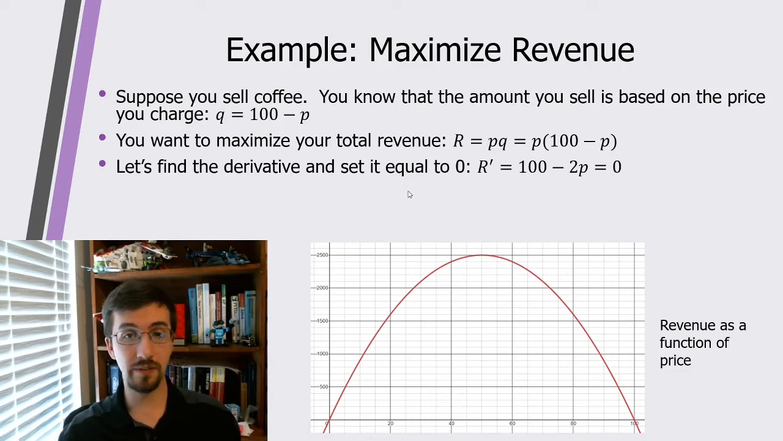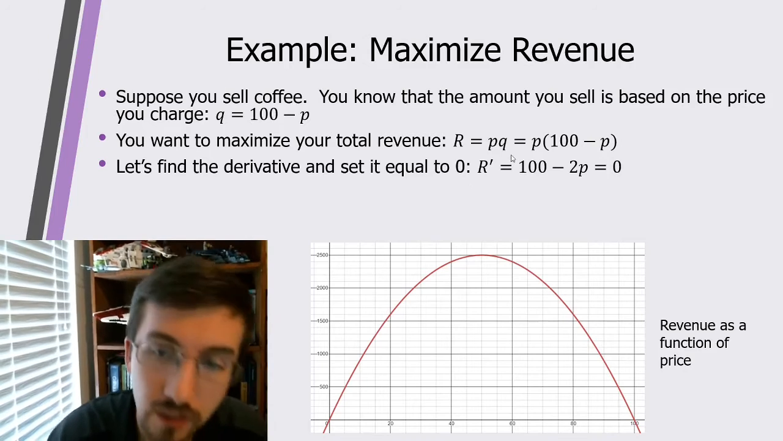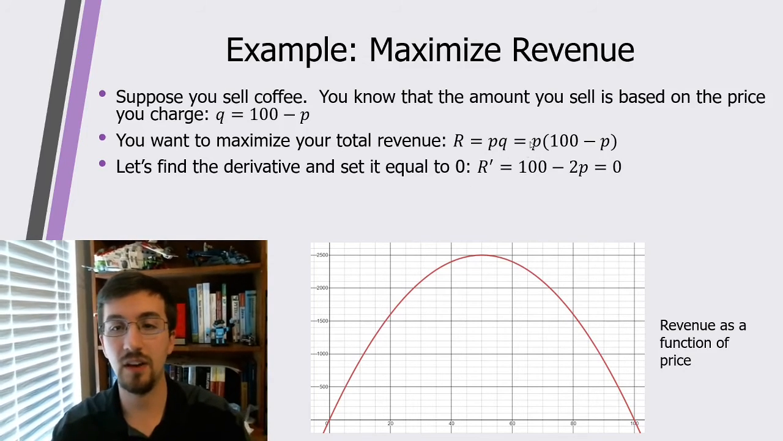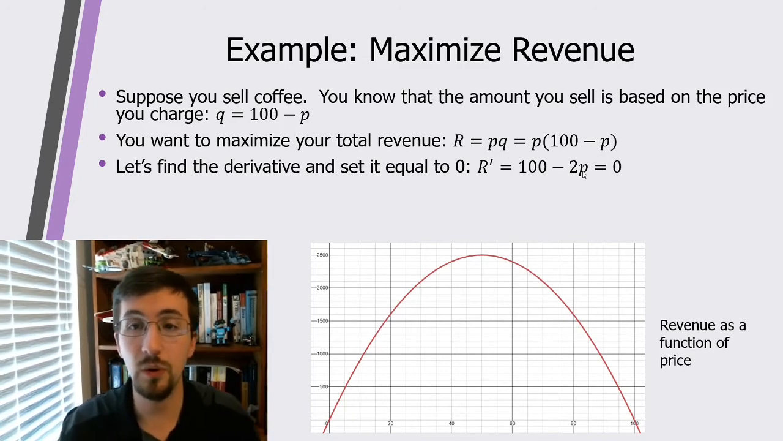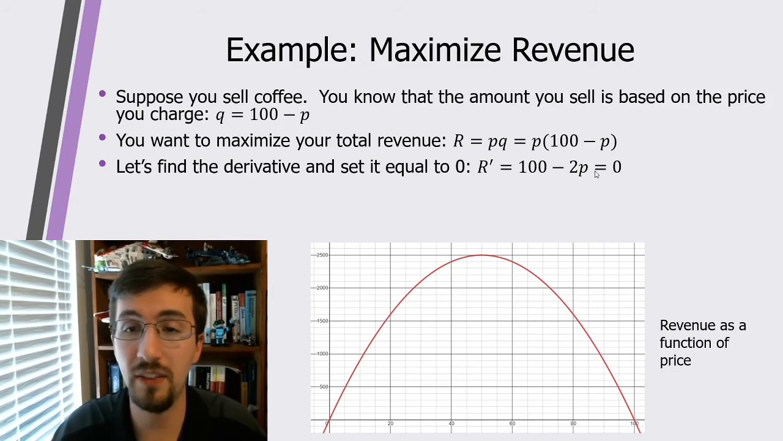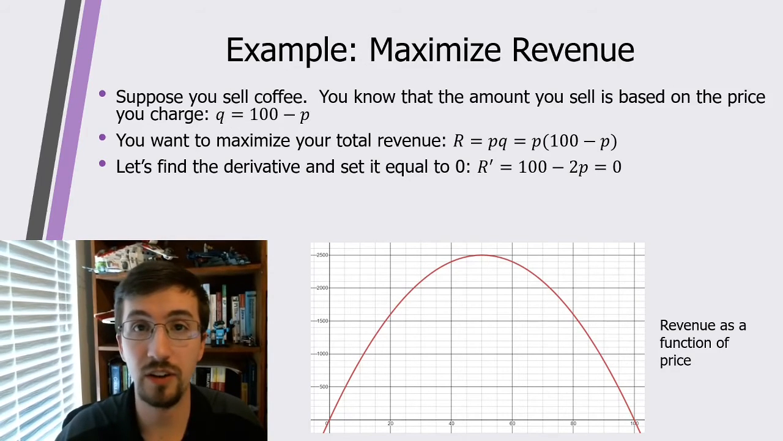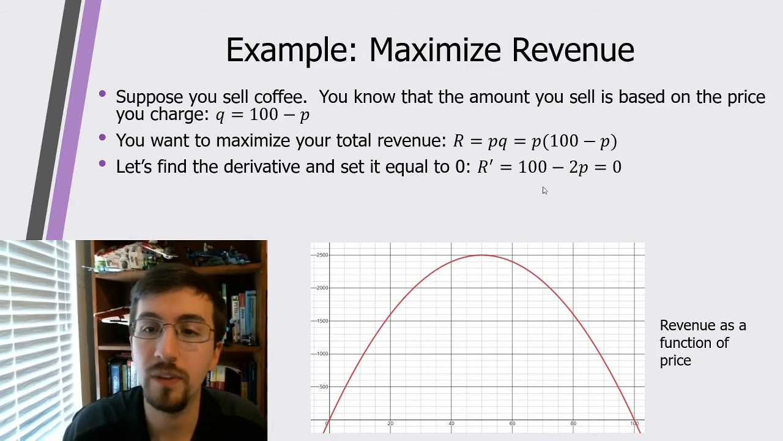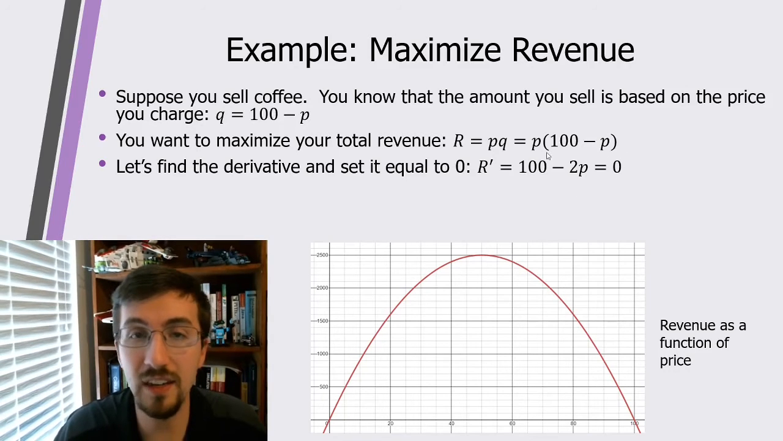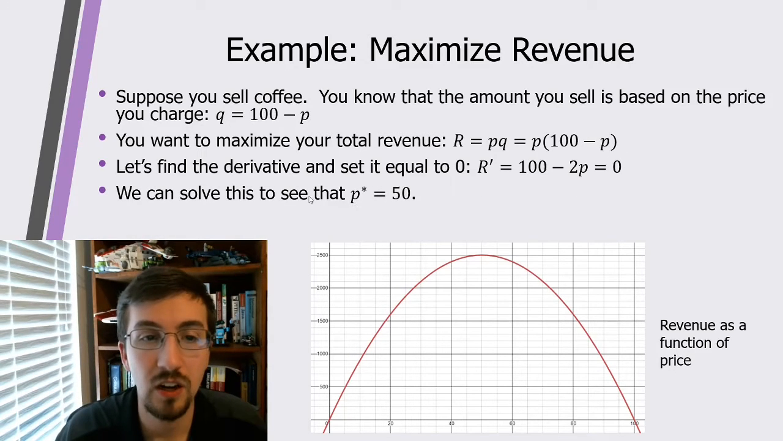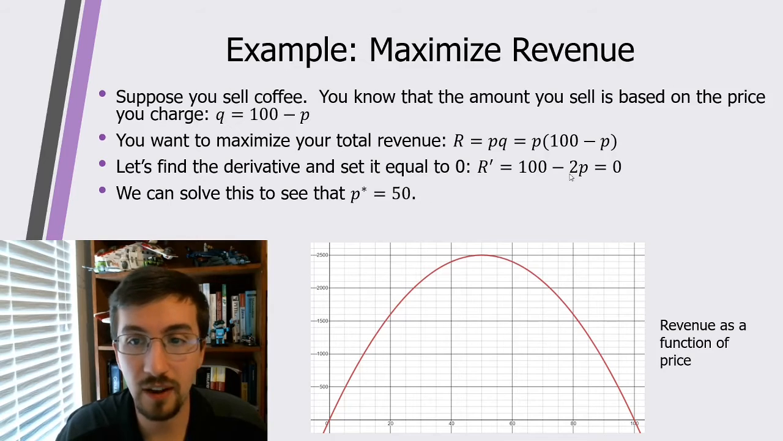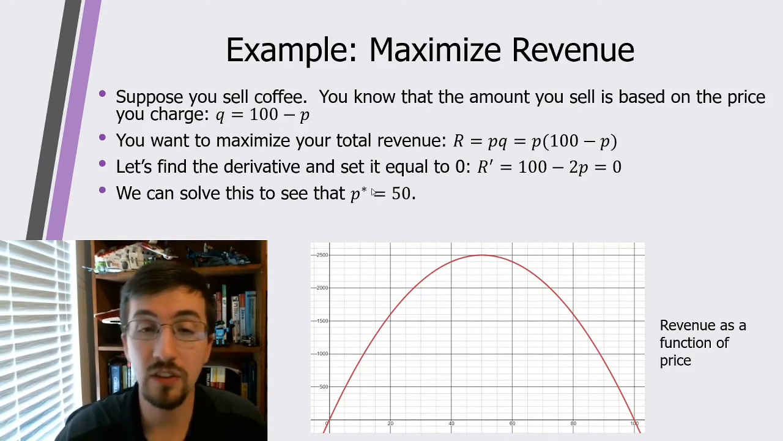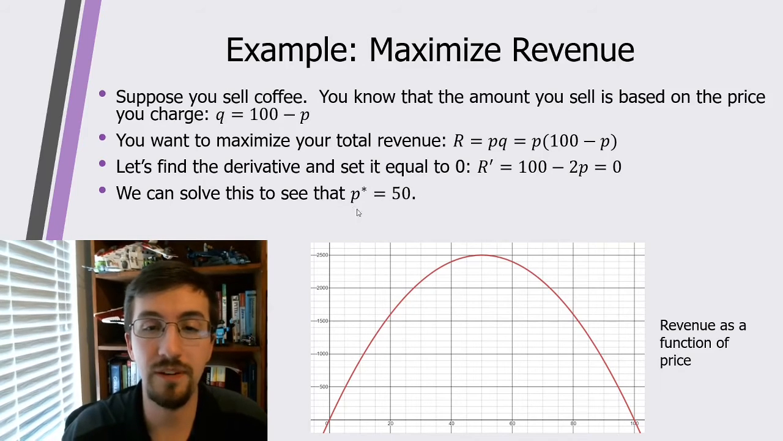So we find the derivative and set it equal to 0. The derivative of this is 100 minus 2p. If you're confused about that, go back and you can either look at using the product rule, or you can distribute this out and just use the power rule. 100 minus 2p, we set it equal to 0. We then solve it: add 2p to both sides, divide by 2. P star, the optimal p, is equal to 50.